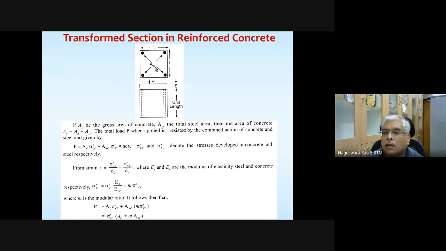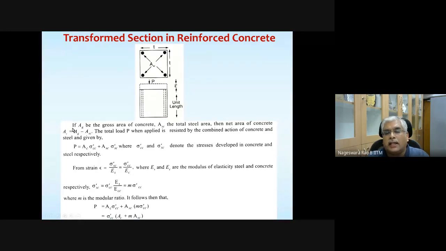Okay, and this column is subjected to a load P. Because this is a compression load, because of this application of load, a strain epsilon is produced. If you take the column length to be unit length, the change in length automatically indicates the strain, epsilon. So now this total load P is shared by the concrete as well as the steel.